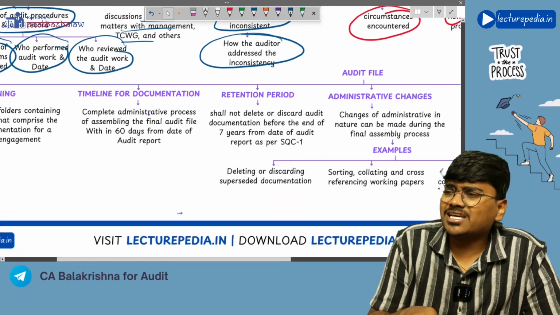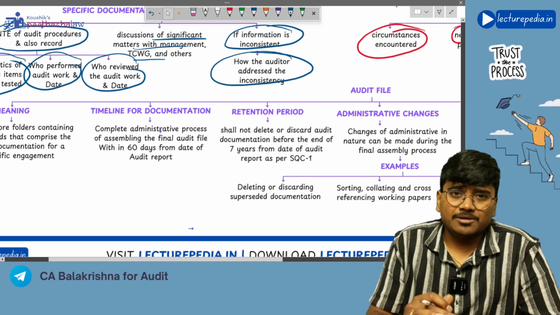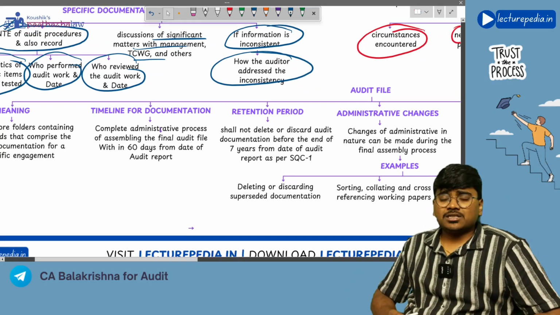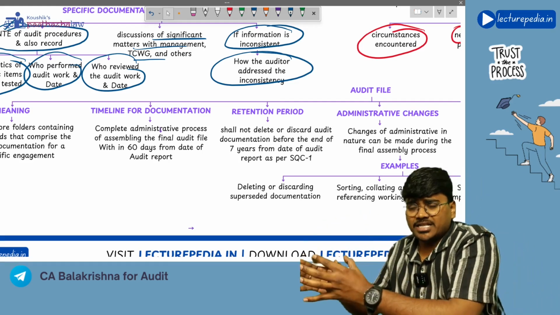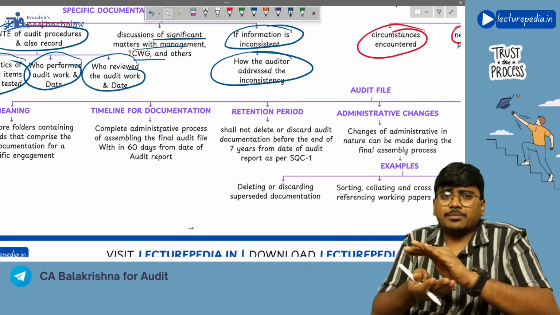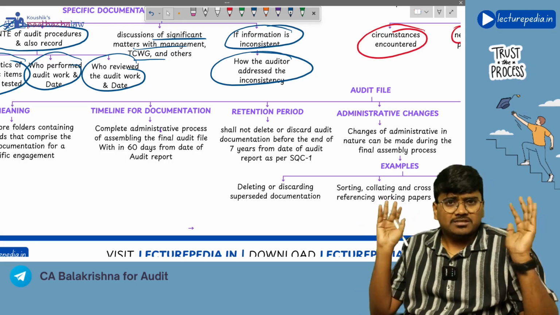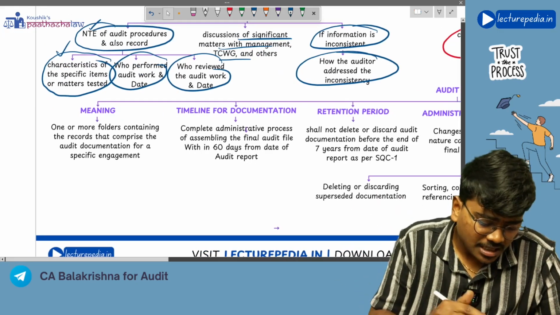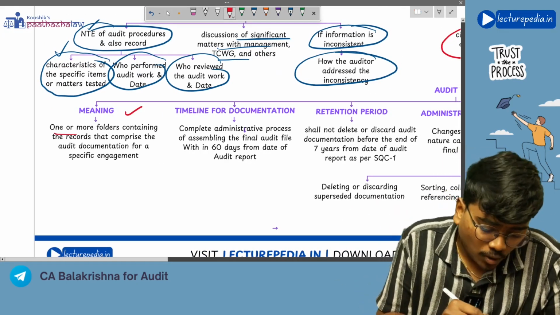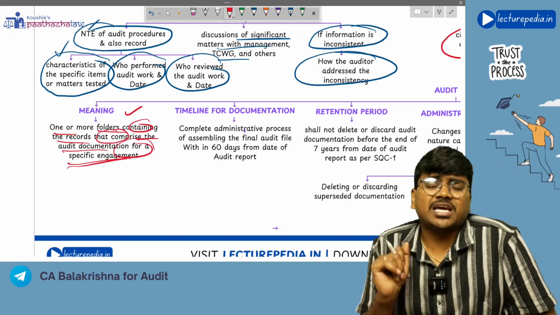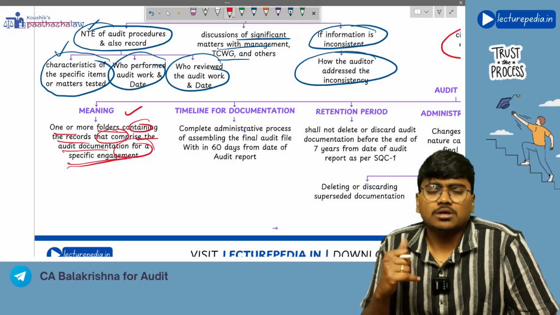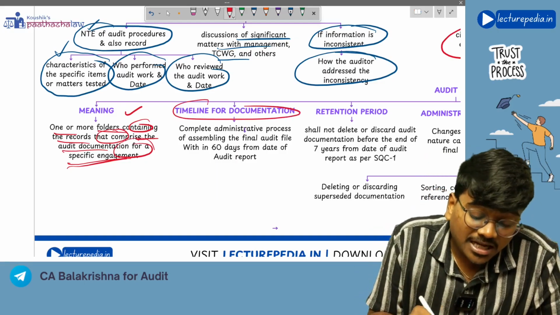Next, coming to audit file. What is meant by audit file? See, all the documentation with respect to the audit engagement of a particular entity, if you combine them and keep them in a particular file, you will call it as audit file. Simple, right? That is the meaning of audit file. One or more folders containing records that comprise the audit documentation for a specific engagement of an entity is called as audit file.